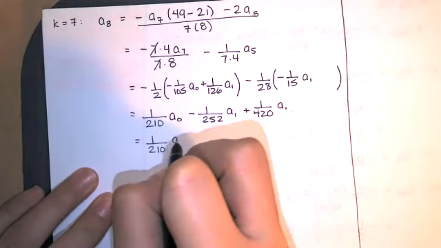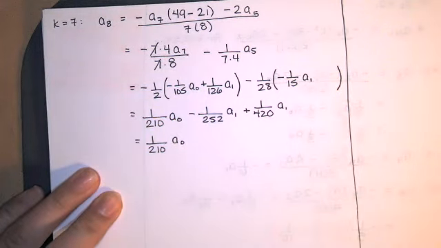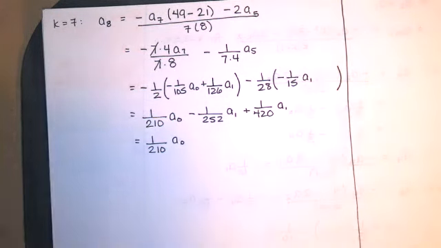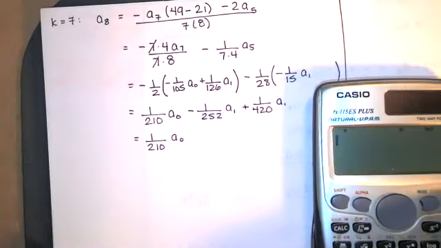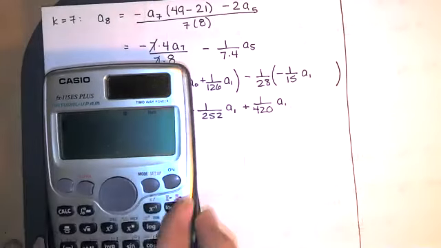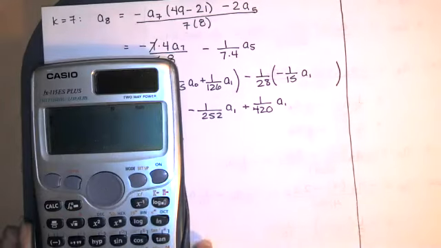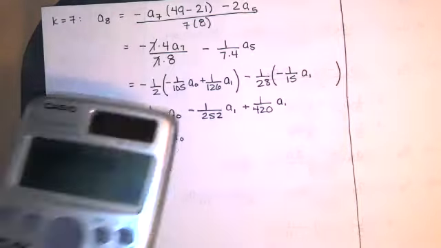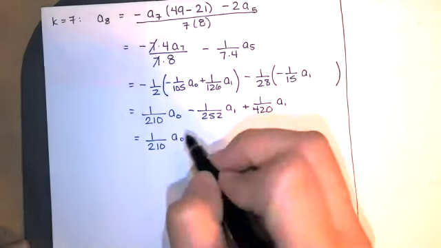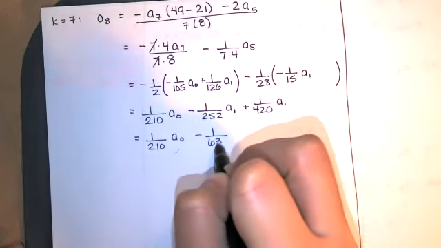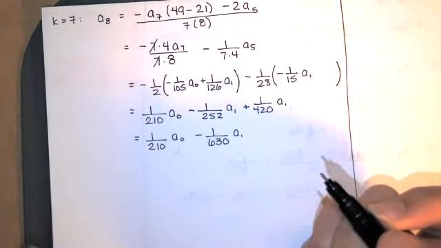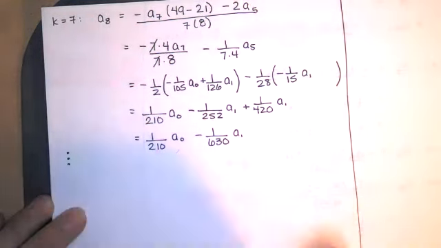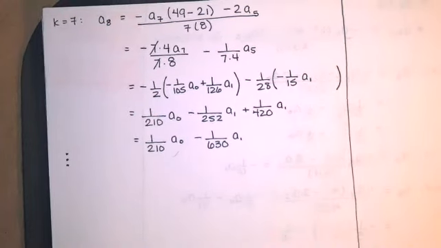Now, I don't know what that is off the top of my head. I think I'll use a calculator for that because we don't want to spend too much time in differential equations practicing arithmetic, although it's good to know how to do arithmetic. So we've got 1 over 420 minus 1 over 252, close parentheses, and we get negative 1 over 630. That's times a sub 1. Okay, plus more terms, more coefficients, as many as we want.